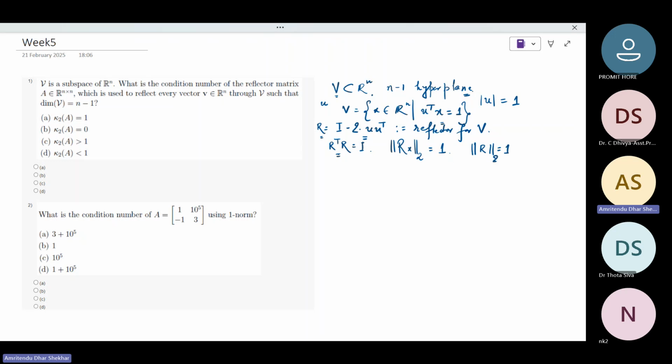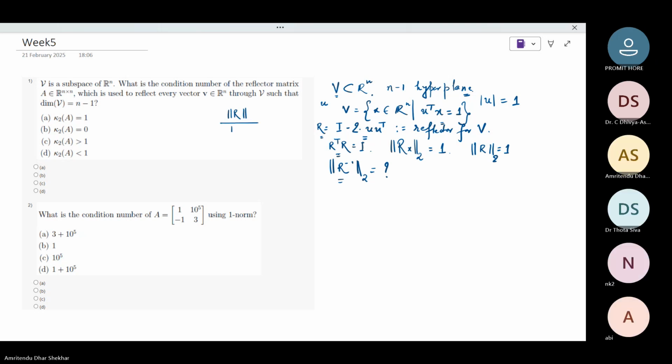If I don't write 2, it is going to mean the 2 norm only. And what is the norm of R inverse? That I leave it up to you to figure out. The condition number is just defined as the norm of R times the norm of R inverse. Okay, so that will solve the first problem.